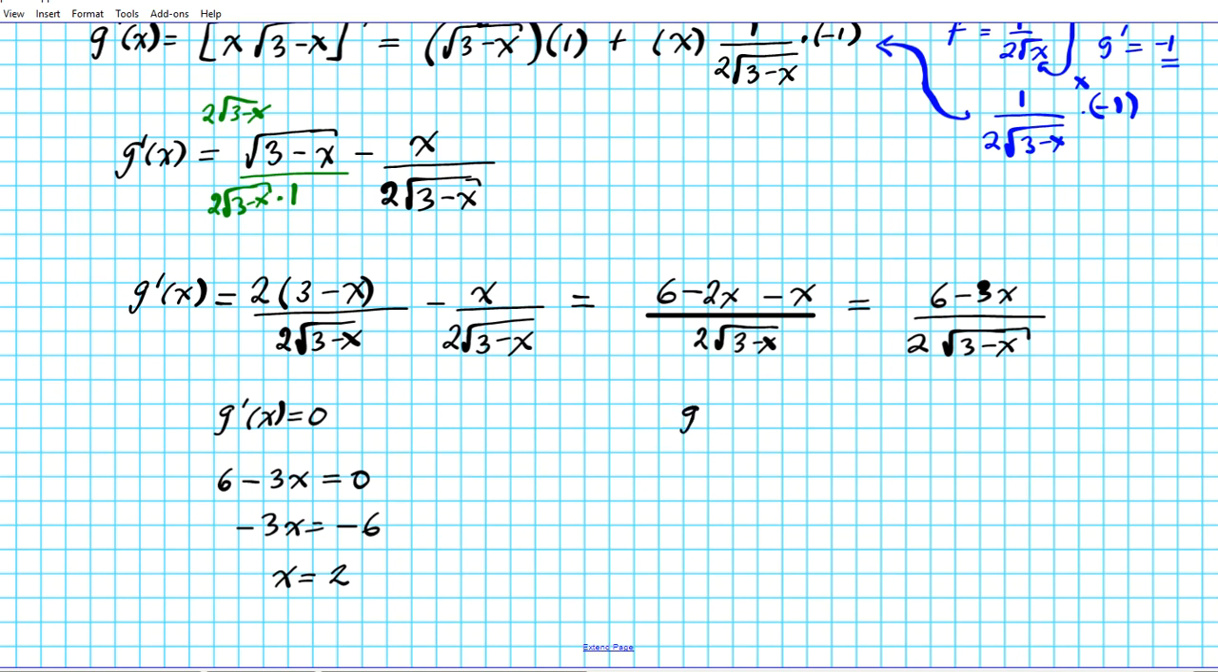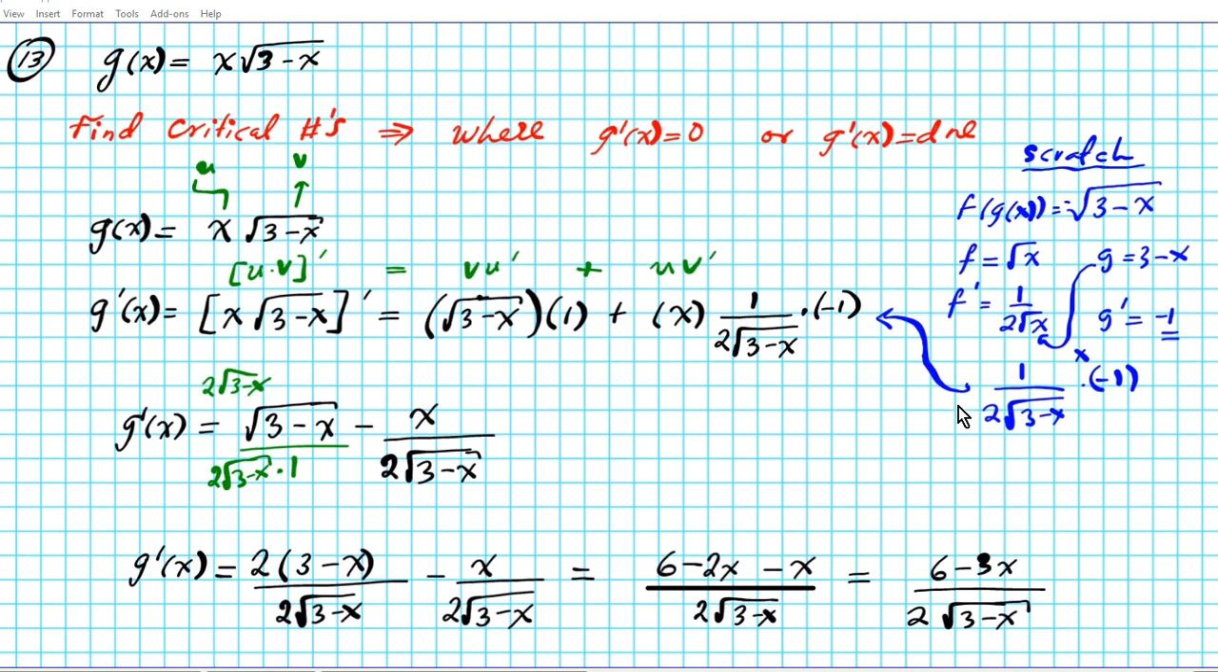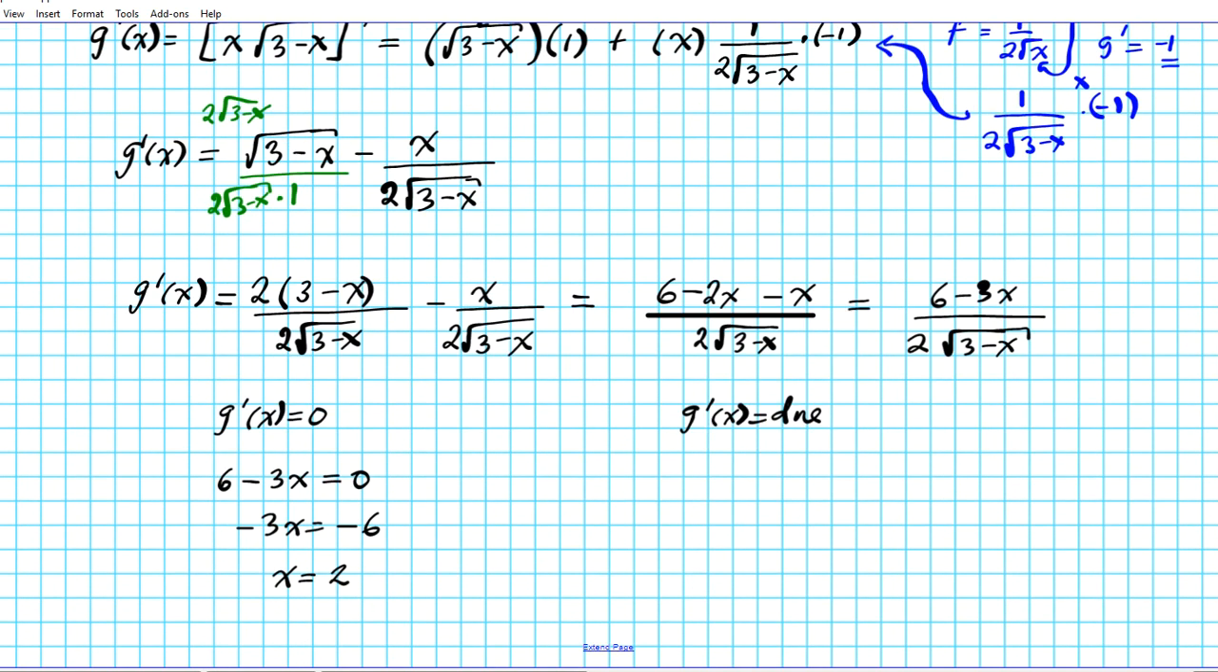Now let's go into where g prime of x does not exist. One thing I didn't state earlier is the domain restriction on the original problem. So this is where x is less than or equal to positive 3. So we have restrictions on this function. That's just by the way.